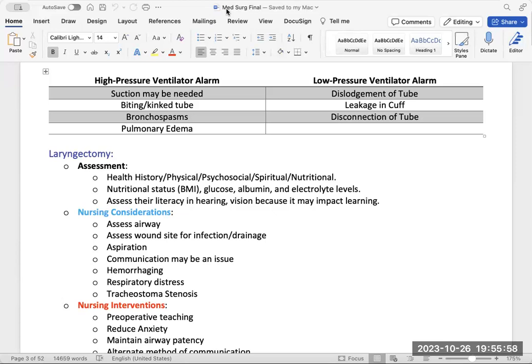So they might need to be suctioned, they might have something obstructing their airway, they might be biting the tube. Whereas with low pressure, I'm thinking there's something going on with the ventilator. So maybe it's dislodged, maybe there's a leak, maybe there's a disconnection. But regardless of which alarm's going off, what do we do when we hear an alarm go off?